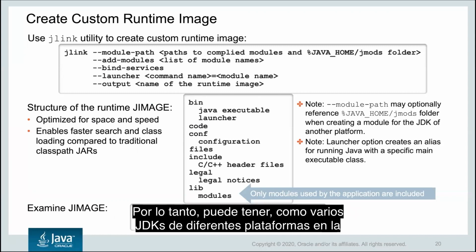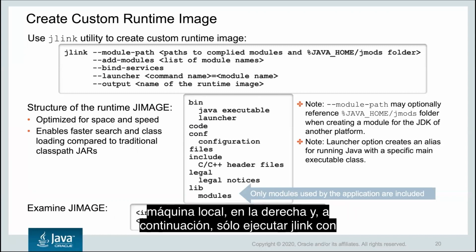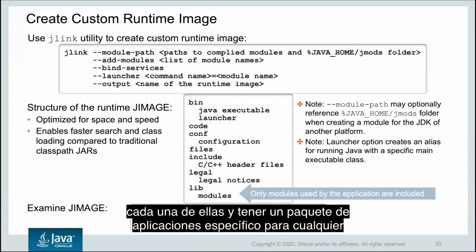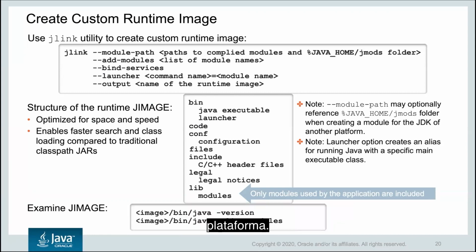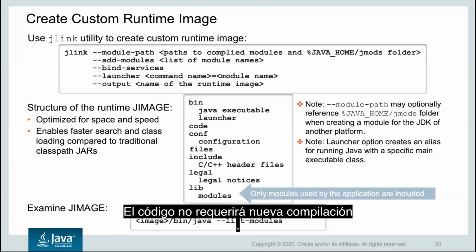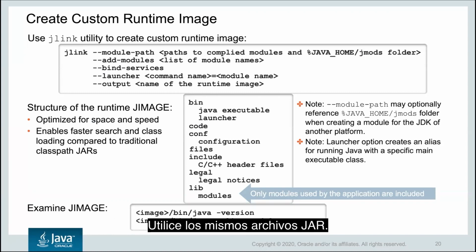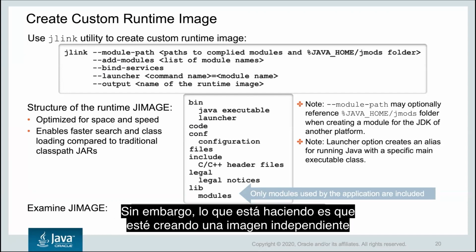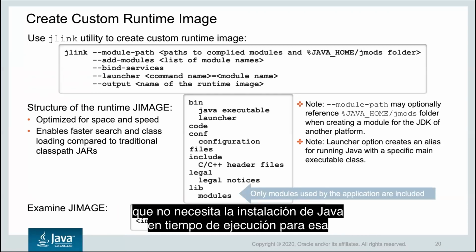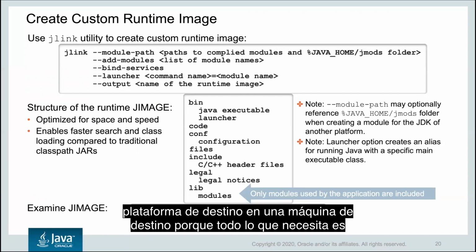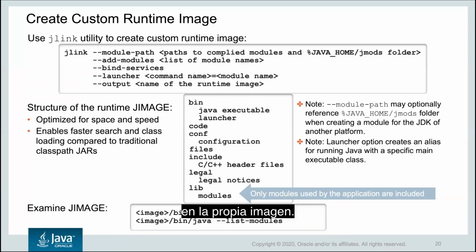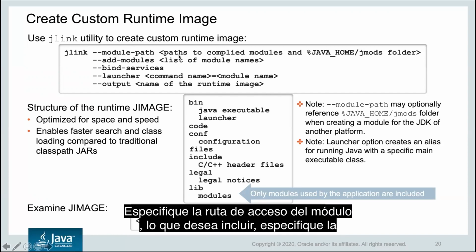So you can have several JDKs of different platforms placed on your local machine, right? And then just run JLink with each one of them and have an application package specifically for whichever platform. The code will not require recompilation. You use the same jar files, you don't compile code again. Java code is still perfectly portable, but what you're doing is creating a self-contained image that does not require an installation of a Java runtime for that target platform on a target machine, because everything you need is in the image itself.